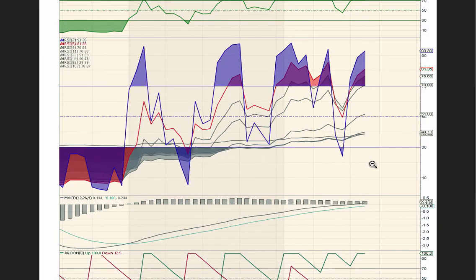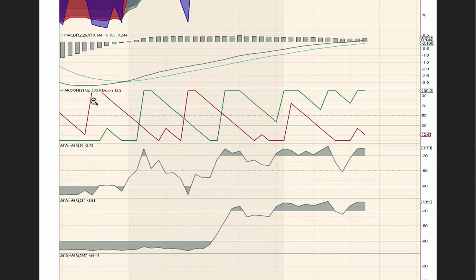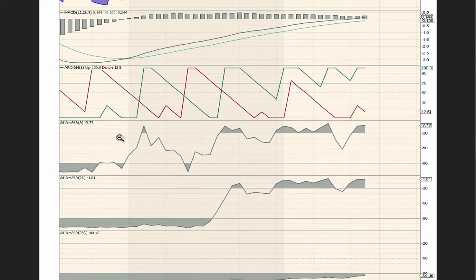On the chart here, you're going to see the Aroon. You get the Aroon up and you get the Aroon down. Underneath that, you're going to have your Williams. Here's your Williams 9, 26, and 295.